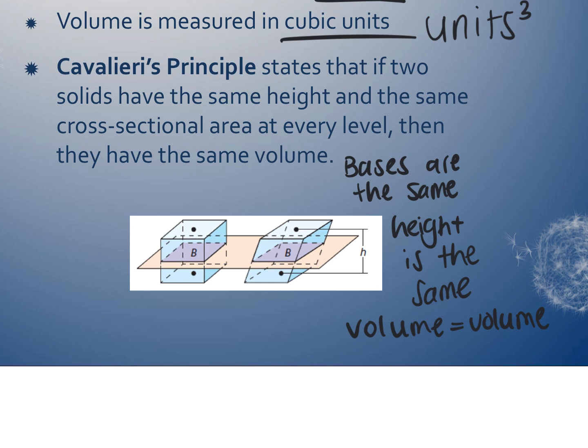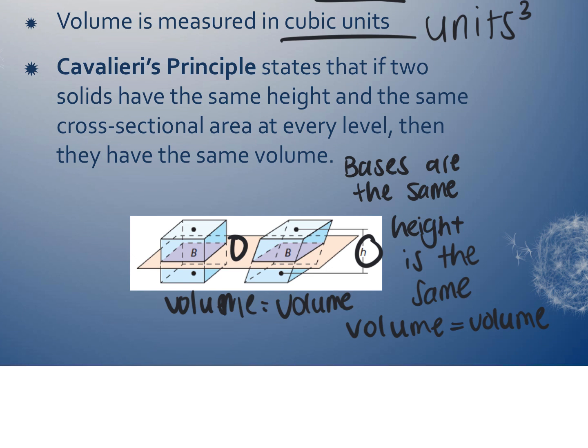They actually have the exact same volume because their heights are exactly the same, okay? The height of the prisms are exactly the same. They have the same volume. So we would say volume here equals the volume over here, okay? That's Cavalieri's principle. So whatever your base is, as long as it's the same between the two prisms, as long as the heights are the same as well, the volumes will match each other, okay?